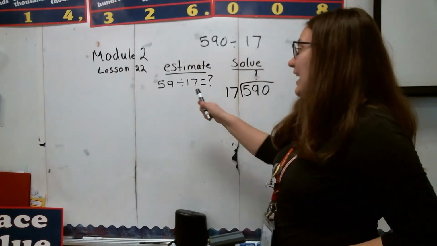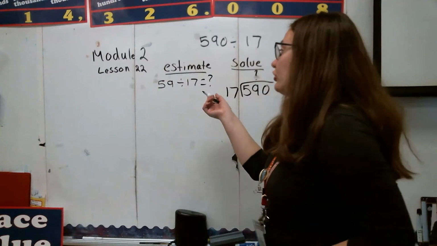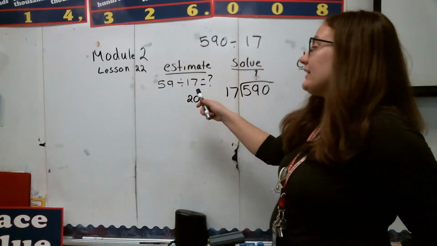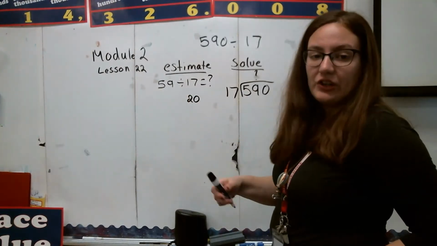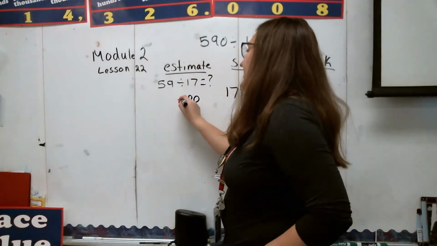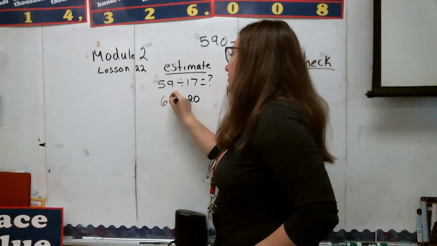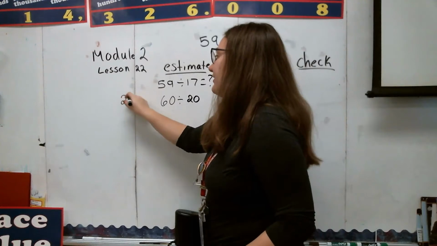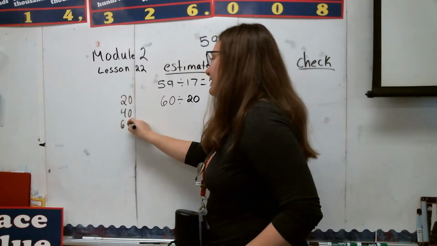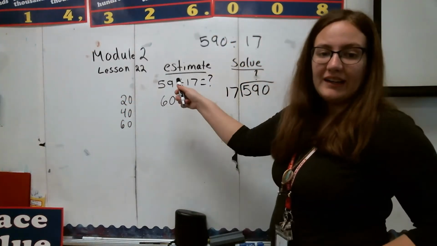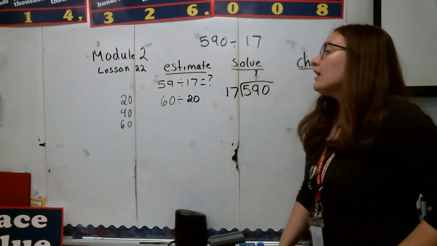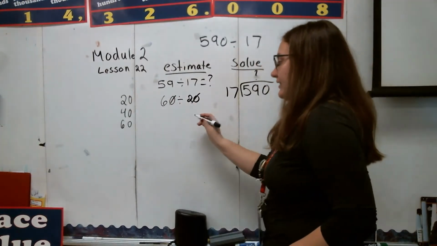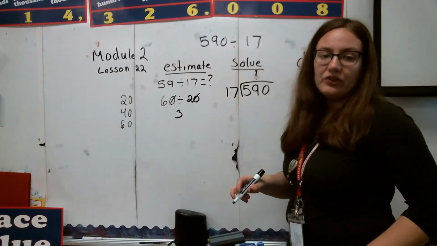So to do this, I could change this 17 to 20. So remember from the previous lessons, I could think about, well, what multiple of 10 or what number is this closest to? So I'm going to round it up to 20. And then 59 is really close to 60, and 60 is a multiple of 20. Remember, you can always list out 20, 40, 60, list out those multiples of 20, and see which one gets as close as possible to your dividend. So now I have 60 divided by 20, and this is a problem that I know how to solve. So I have 6 divided by 2, and 6 divided by 2 equals 3.